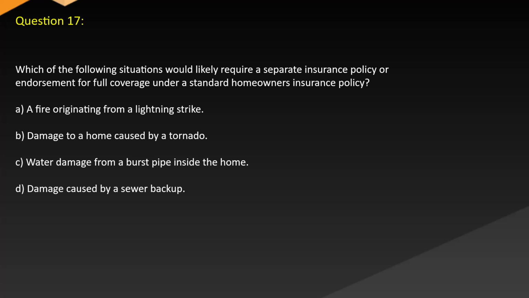Question 17. Which of the following situations would likely require a separate insurance policy or endorsement for full coverage under a standard homeowner's insurance policy? A. A fire originating from a lightning strike. B. Damage to a home caused by a tornado. C. Water damage from a burst pipe inside the home. D. Damage caused by a sewer backup.